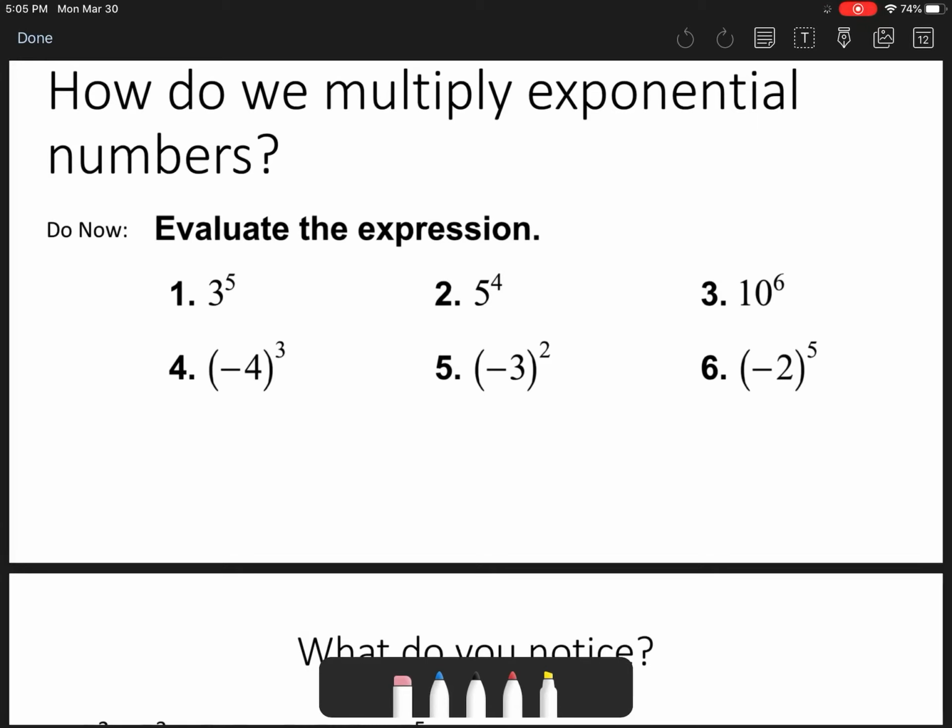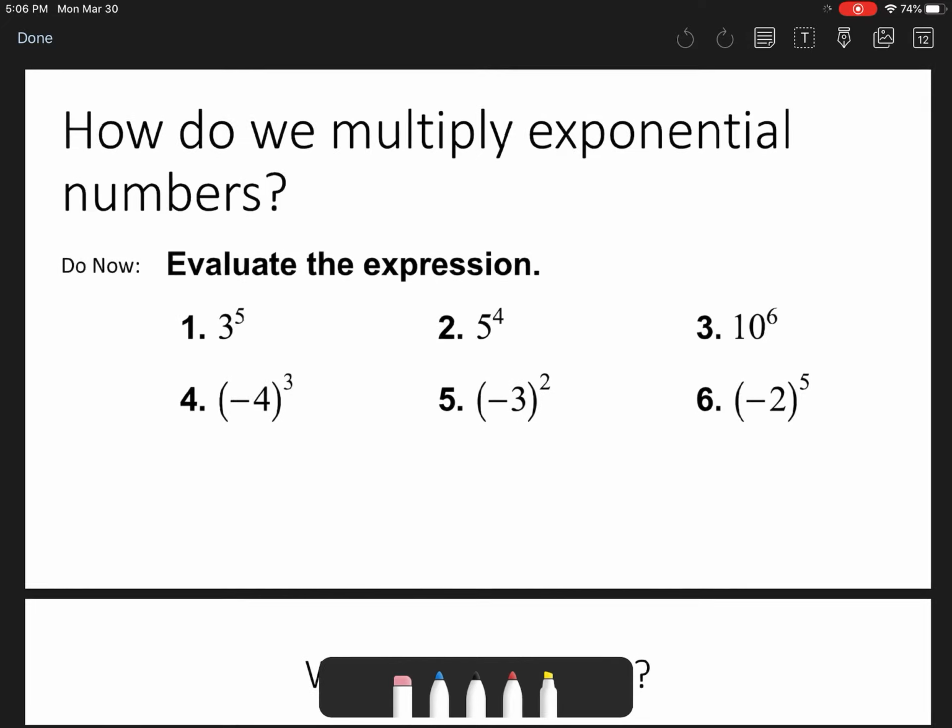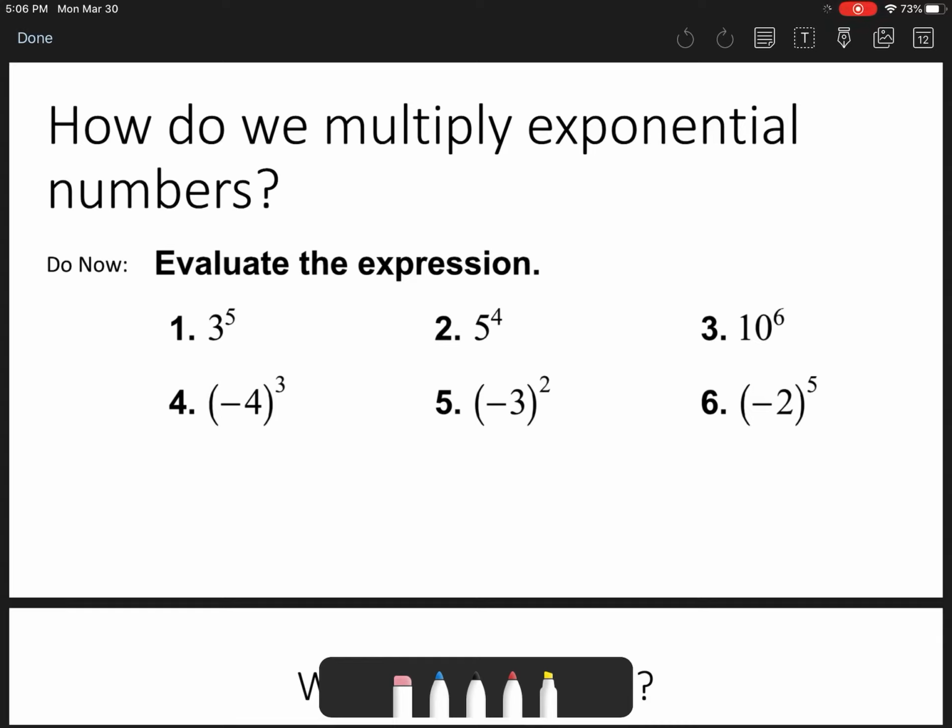Hi guys, today we are going to learn how to multiply exponential numbers. It's a continuation of what we did yesterday, working with numbers that contain exponents and what they mean. Today we're going to learn how to multiply them together. All right, so let's take a look at the do now. This is just a little refresher of what we did yesterday.